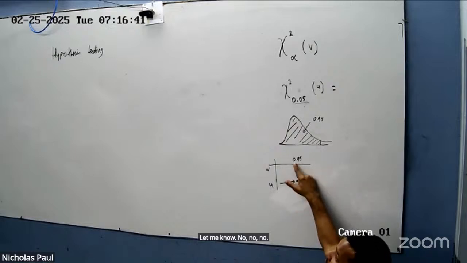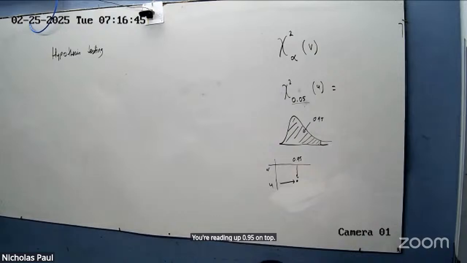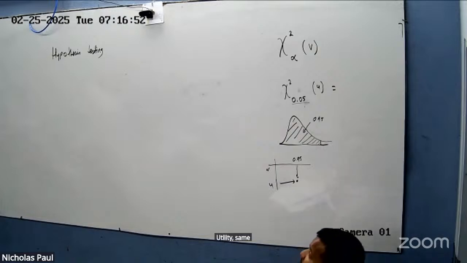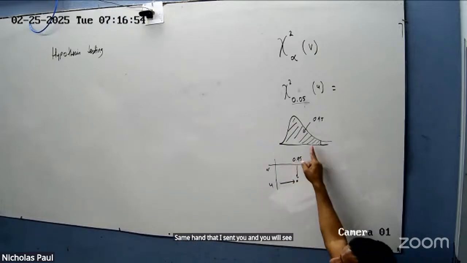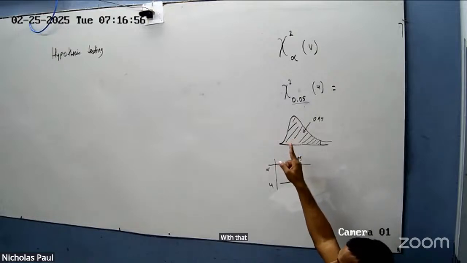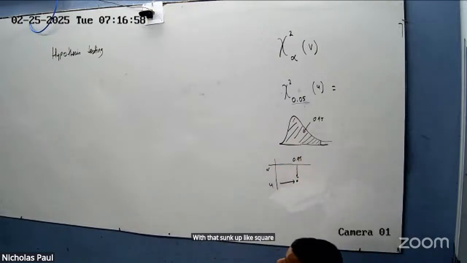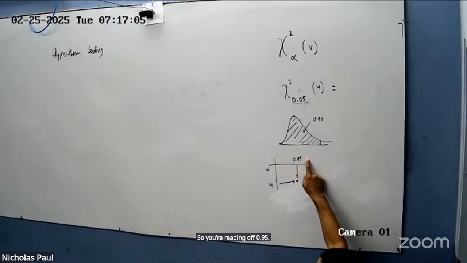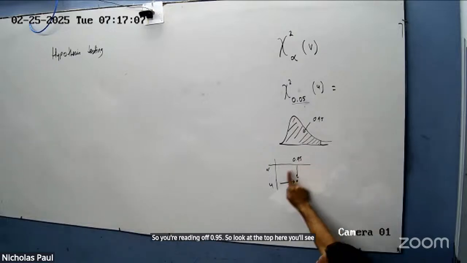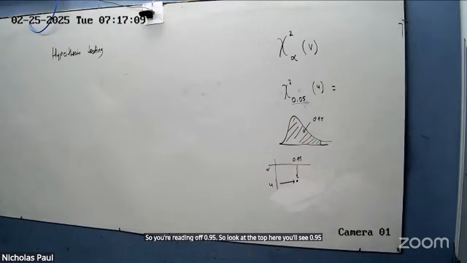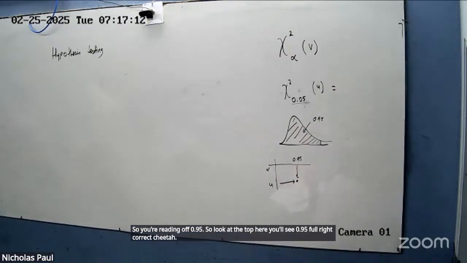You're reading off 0.95 on top. No, you're not using the T distribution, you're using chi-squared. Go to the same handout I sent you all, and you will see something shaped like this, with an X on top, like chi-squared. So you're reading off 0.95. Look at the top here, you'll see 0.954. Right? Correct.